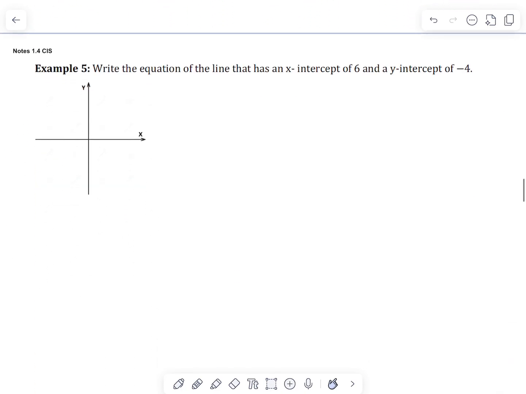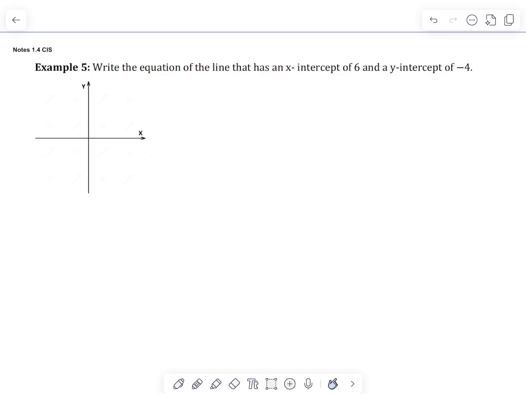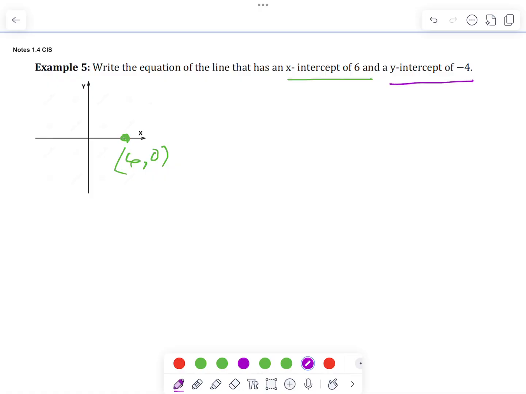Example 5, write the equation of the line that has an x-intercept of 6 and a y-intercept of -4. So x-intercept of 6, so here's our x-axis. So we'll say that's 6. So there's our point, (6, 0). And then a y-intercept of -4. So here's -4 down here. That ordered pair would be over 0, down 4. And then we create our line.